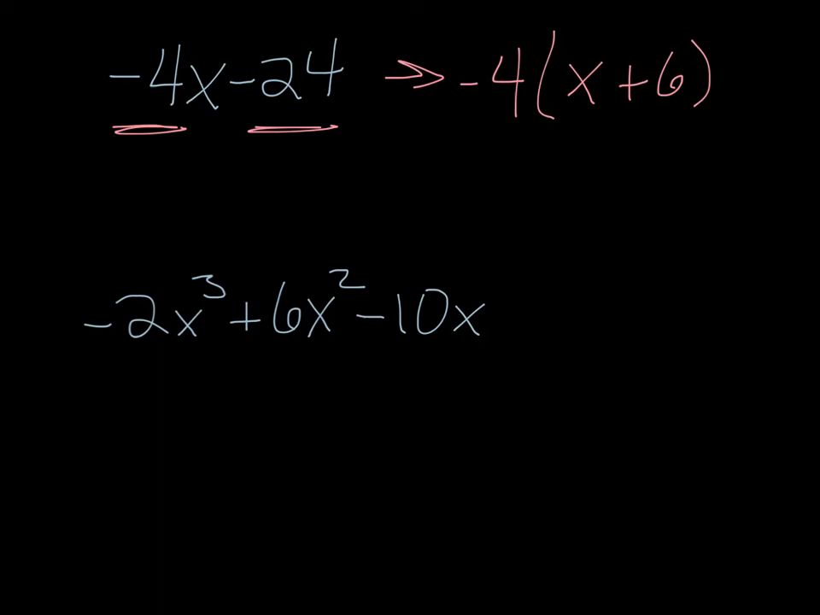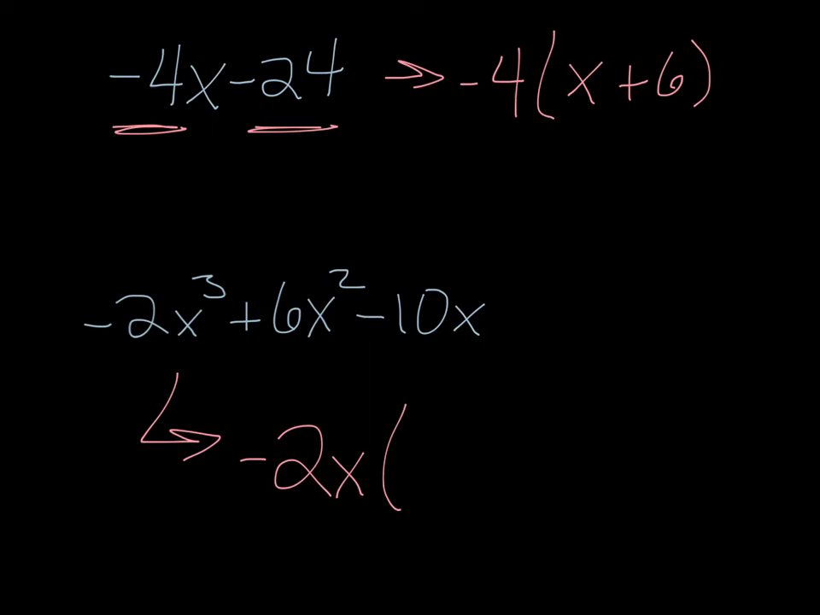Okay, so let's look at this other example. We're going to take out a greatest common factor, and again, I want what's left in the parentheses to have a positive first term. So as I look through the coefficients, I want to take out the biggest one I can, which would be a negative 2. So we're going to take out a negative 2, and you should notice that the greatest common factor of the x's would be just an x. So we're going to take out a negative 2x, and we're going to fill in the rest.